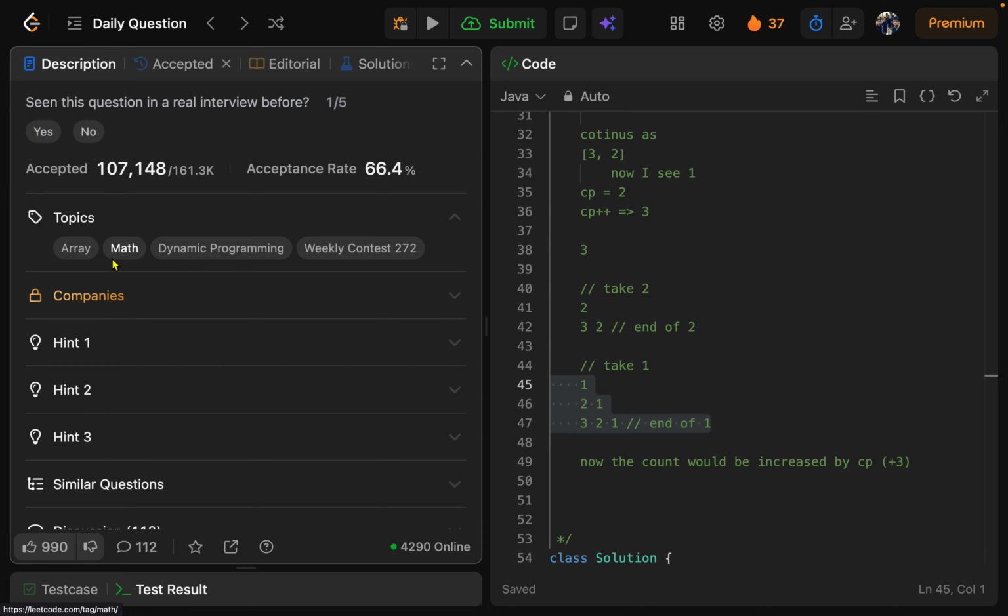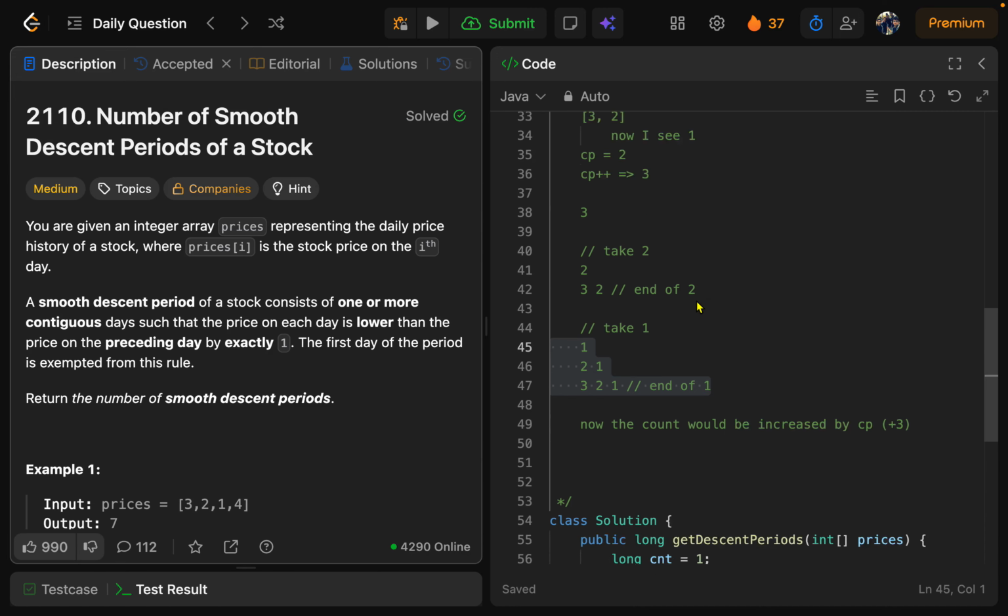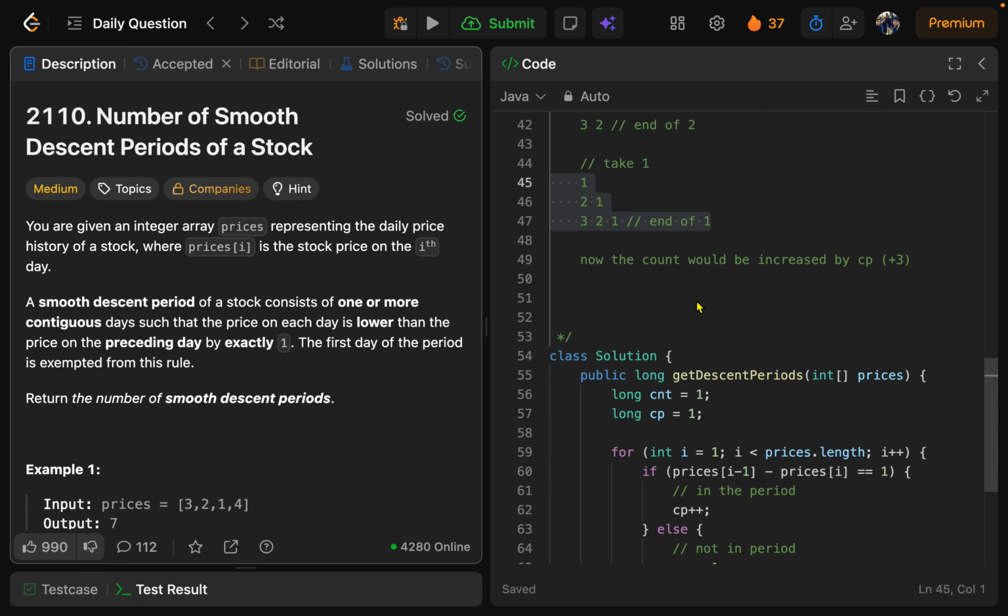It was a part of dynamic programming. I don't know where we touched this dynamic programming, but in near future we will be considering more of the dynamic programming videos.